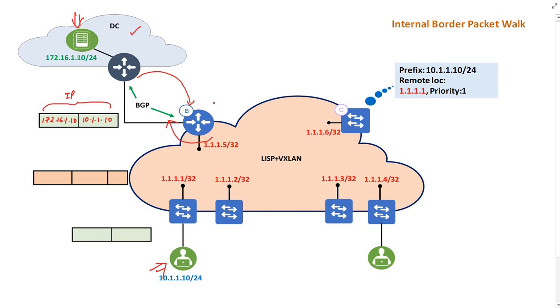The packet will reach here at the border router. Border router will send a map query message towards control plane node asking about the location of 10.1.1.10. Control plane node consults its database and found that the remote location of 10.1.1.10 address is 1.1.1.1. Or in other words, IP address 10.1.1.10 is behind the edge node having remote location address of 1.1.1.1. Here, this one, right? It will send this information in map reply packet to border node, correct?